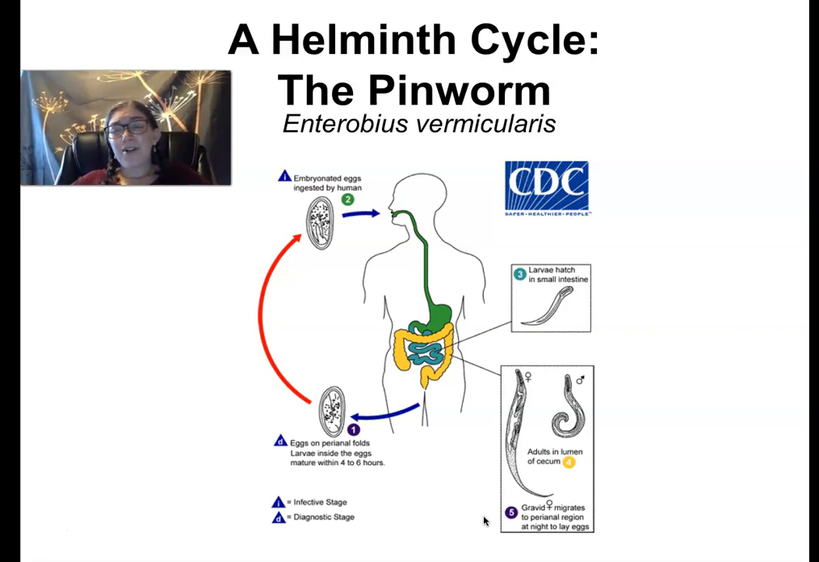And it is treatable. There's an anti-helminthic that you take that essentially kills the worms or paralyzes them, and you essentially poop them out and they're gone and you're good.